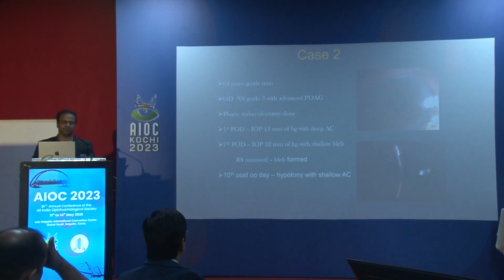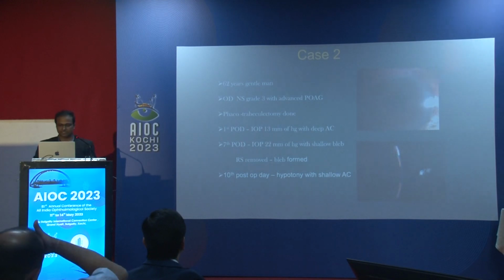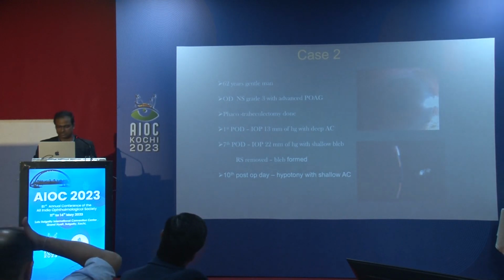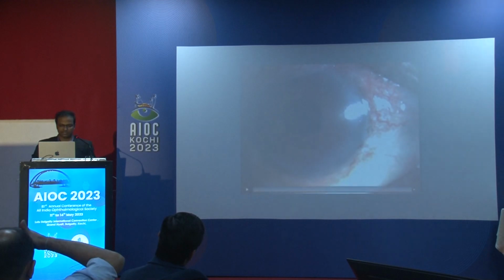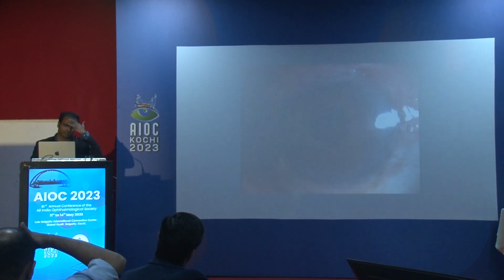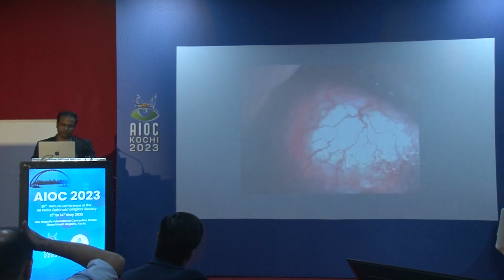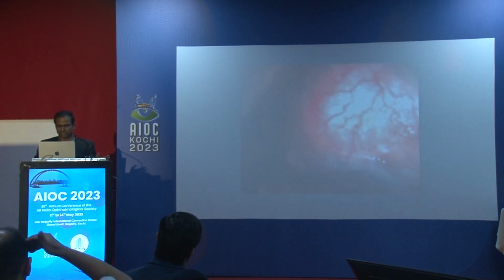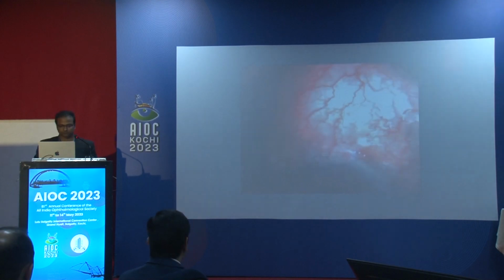But when the patient returned on the 10th post-op day, there was hypotony with a shallow anterior chamber. We can see in the slit lamp picture the shallow anterior chamber with a big, large diffuse bleb. So this is a case of overfiltering bleb, where we have a shallow anterior chamber, low IOP, but there is no leak. It's not a bleb leak. It's an overfiltering bleb.